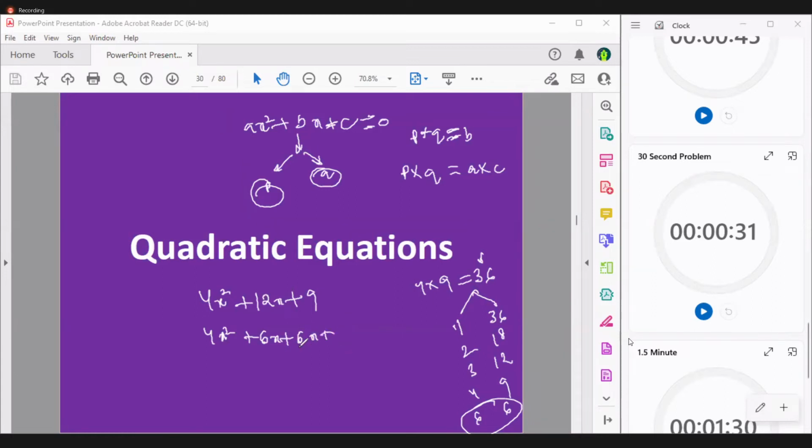So 4x square plus 6x plus 6x plus 9. Now what we can do is, from the first two terms we can take out 2x common, which will be 2x plus 3, and from the last two terms we can take out 3 common, which will be 2x plus 3 again. So the factorization will be 2x plus 3 and 2x plus 3. Okay, now obviously you have to remember the plus and minus signs.